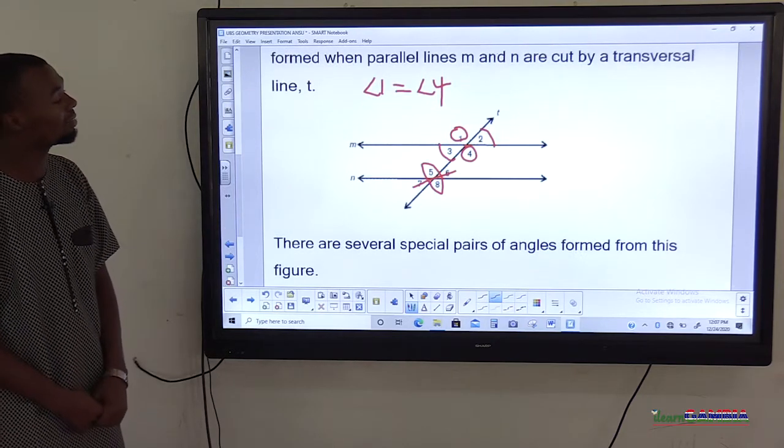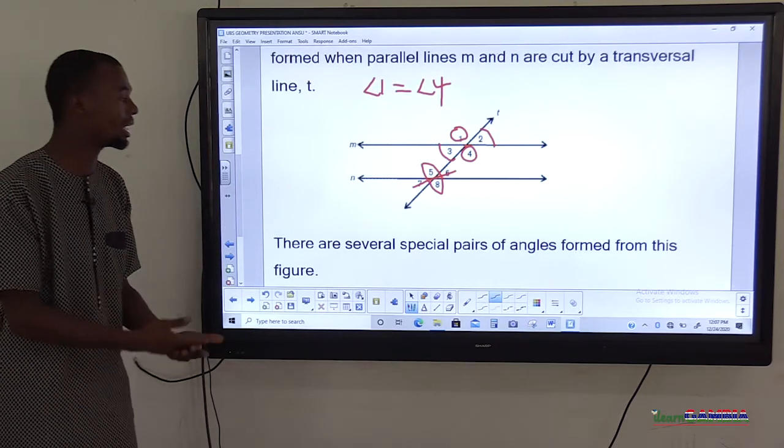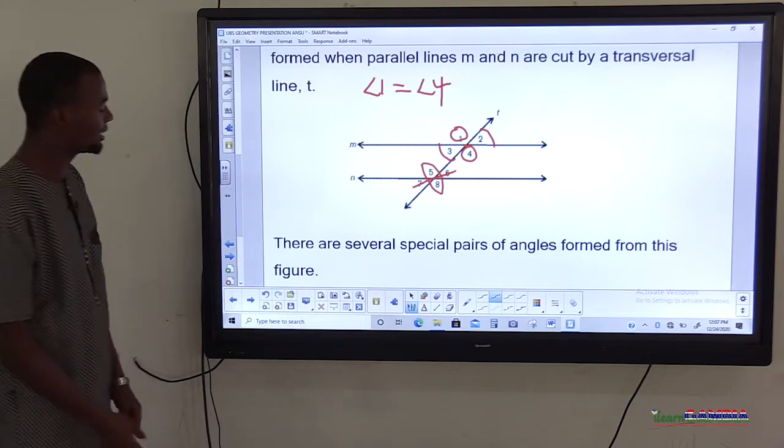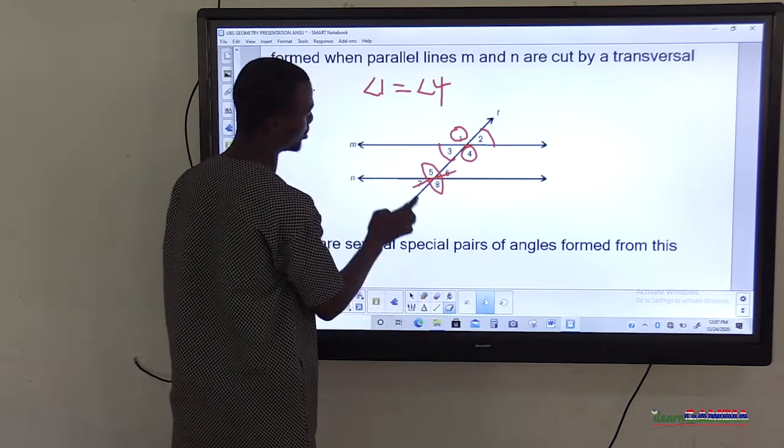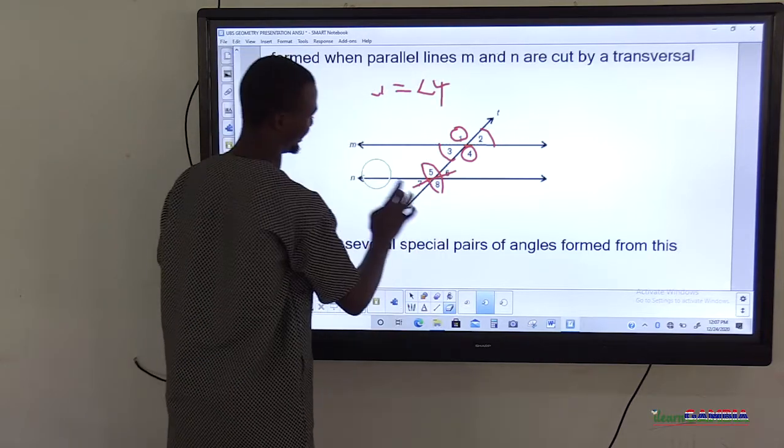Now, where will we have our supplementary pairs? Which angles are we going to add to have 180 degrees?